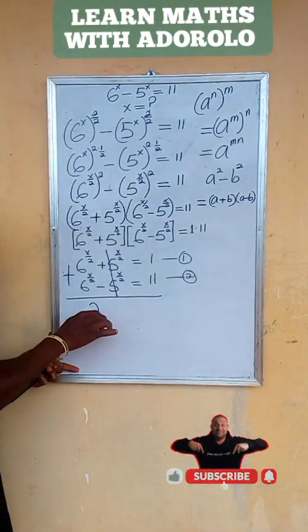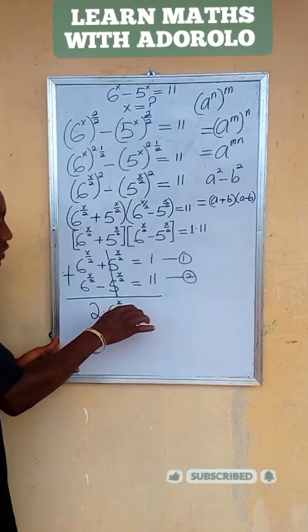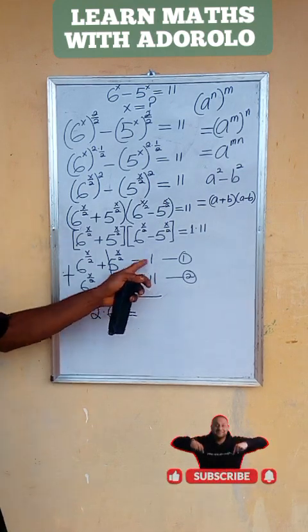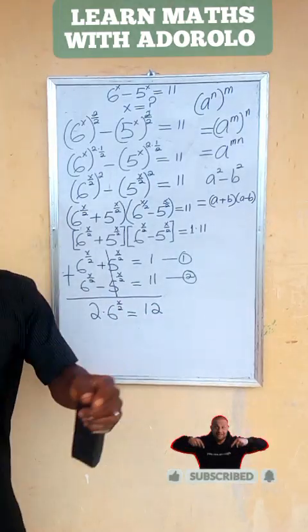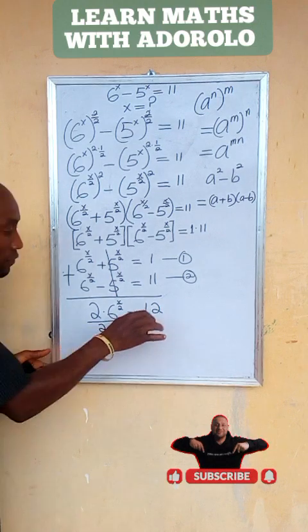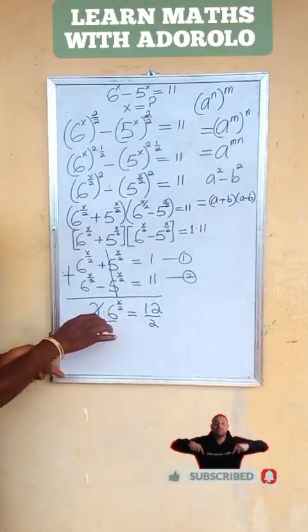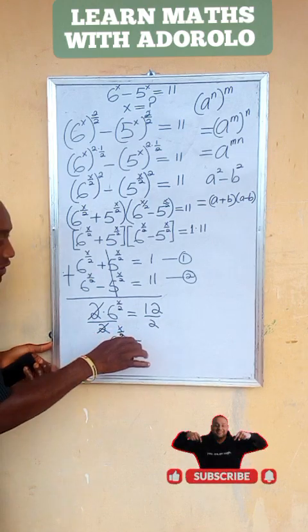We have 2 multiplying 6 to the power of x over 2 is equal to 1 plus 11, which will give us 12. The next thing we're going to do, we'll divide both sides by 2. Divide by 2. Divide by 2. This cancels this. We have 6 to the power of x over 2 is equal to 6.